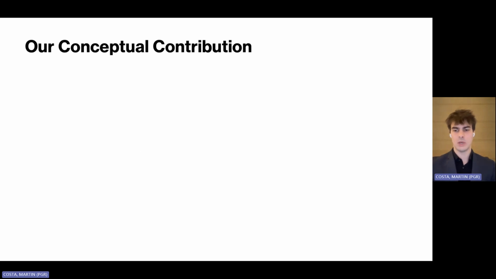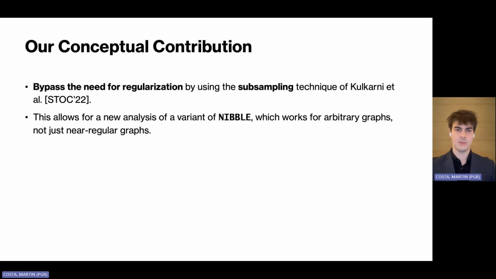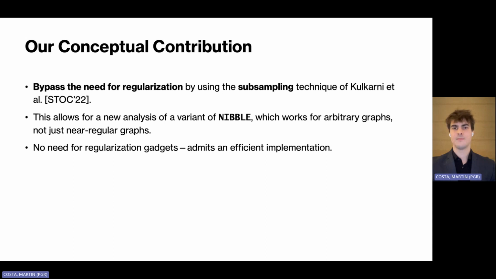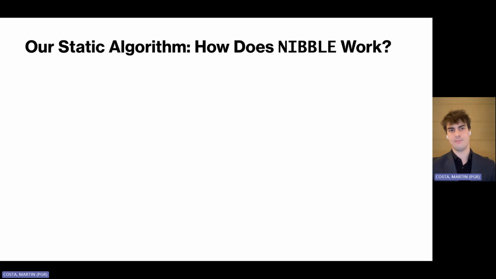And our main conceptual contribution is that we basically apply the subsampling technique of Kulkarni et al. from STOC 22 in order to bypass the need for these regularization gadgets. And I'll describe what all of this means in more detail in a moment. Essentially, we end up coming up with a brand new variant of the Nibble algorithm, which works on arbitrary graphs and not just near regular graphs. And because we don't have any need for regularization gadgets, we can implement this thing efficiently with the appropriate supporting data structures, and we get our result. So I'm now just going to spend a bit of time describing our static algorithm and how this works, and then at the end briefly describe how we can turn this into a dynamic algorithm.